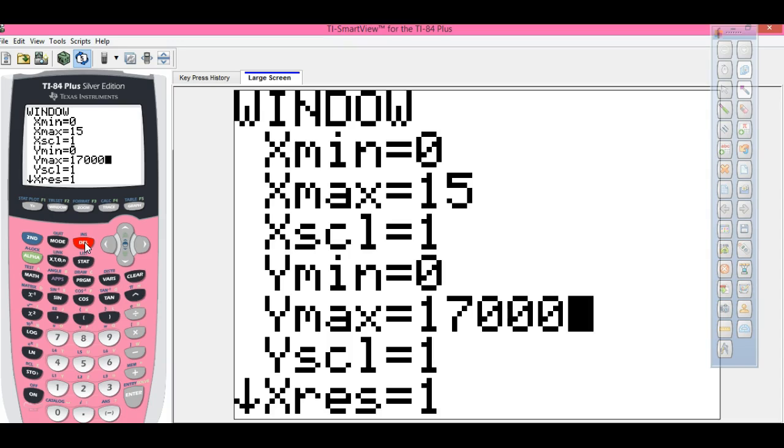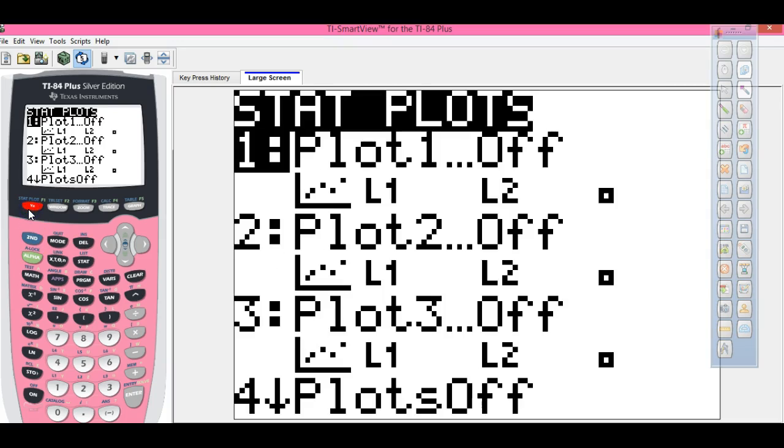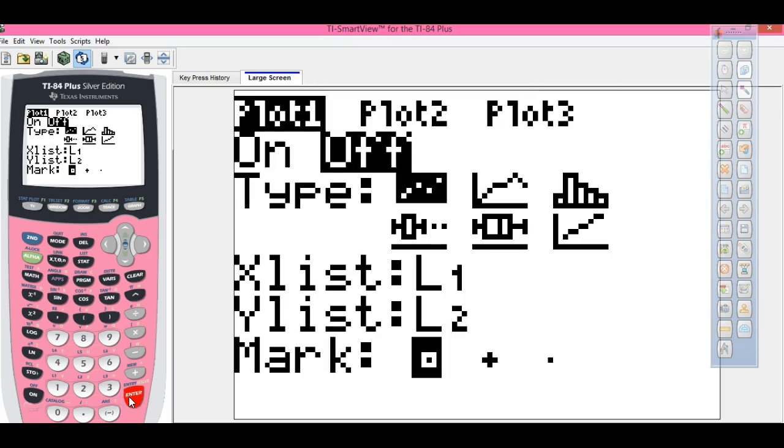What does it say to press? Second, y equals. Okay, and then what? Enter. Okay, and now we want to turn this on. So we got to press enter again so that it's flashing on the on.